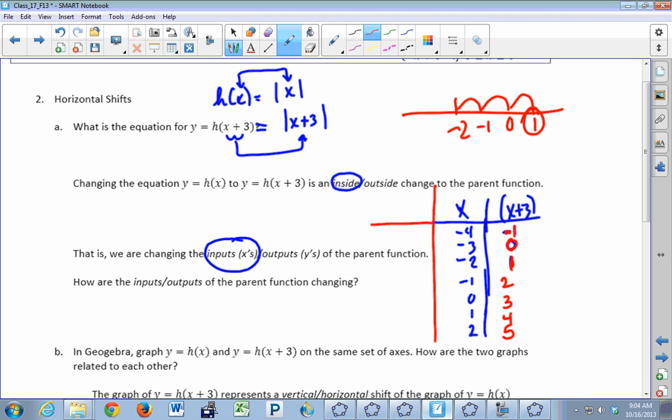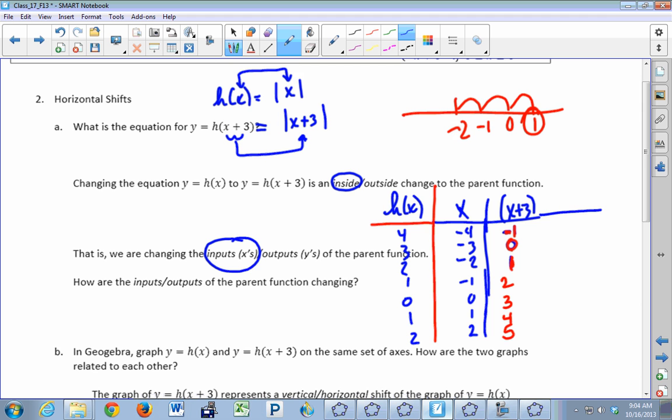Now let's go to the left here for a minute. What would h of x look like if I had my original outputs? If x is -4, what's h of x? 4, because I'm taking the absolute value. So I get 4, 3, 2, 1, 0, 1, 2, right?